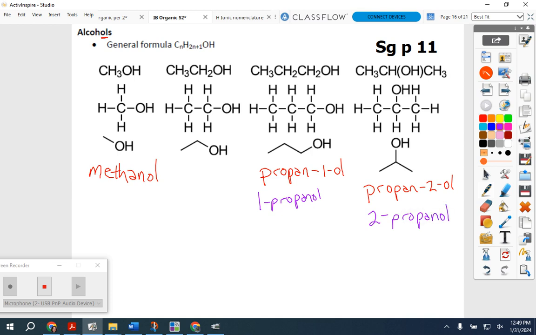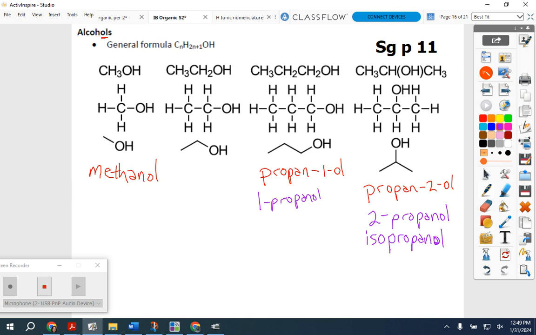And this is also referred to, by an even older naming method, as isopropanol. The idea being that this is an isomer of 1-propanol. And this is rubbing alcohol. So this is the stuff that you buy in the drugstore in the clear bottle to disinfect things. So this is our rubbing alcohol. The proper name is propan-2-ol.